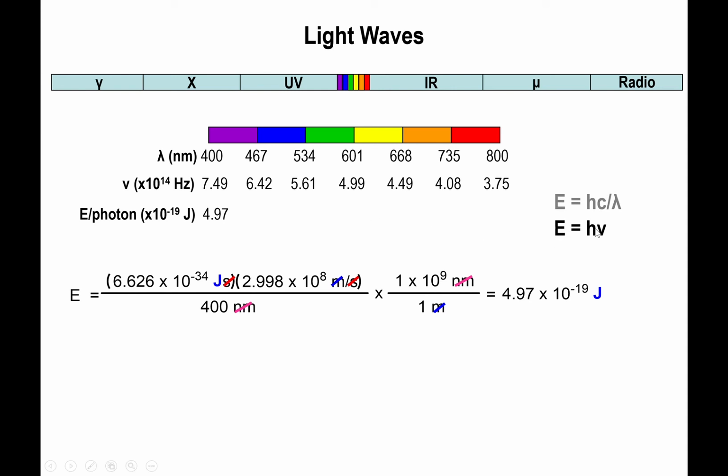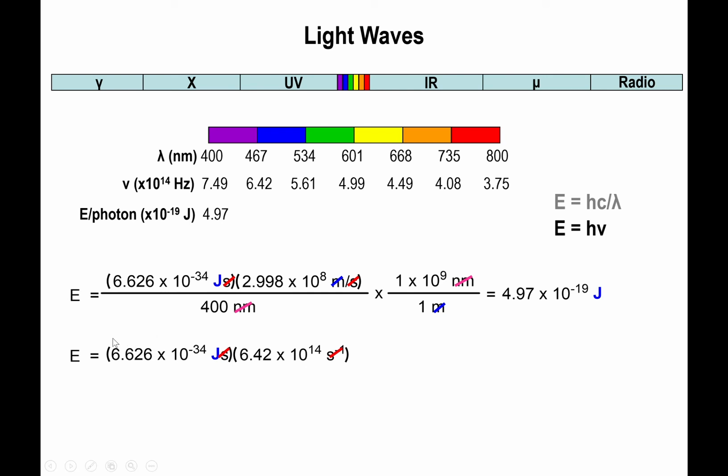Okay, now let's switch over to using frequency. I'm going to do that for the next value. So the 467 nanometers, instead of using the nanometers, I'm going to use the hertz, 6.42 times 10 to the 14. And here, all you need to do is multiply frequency by Planck's constant. So we have 6.626 times 10 to the negative 34 joules times second, multiplied by 6.42 times 10 to the 14 per second. So the seconds cancel out, you end up with joules.